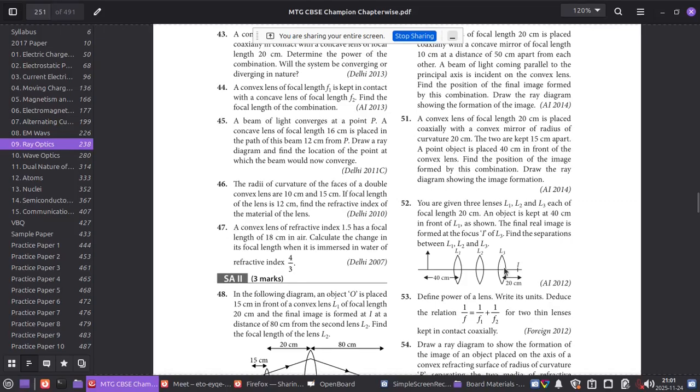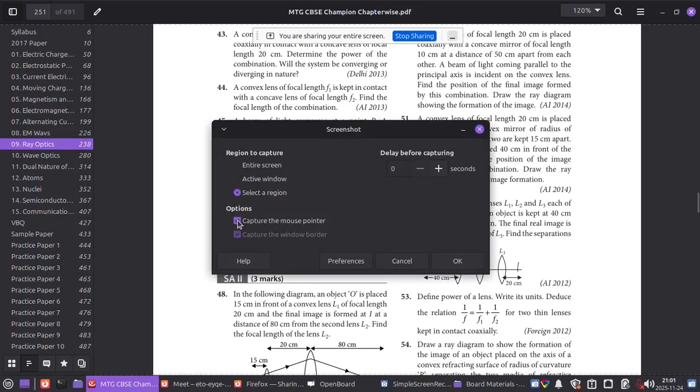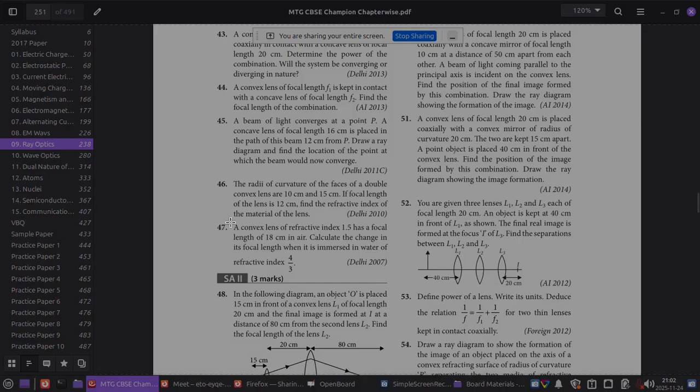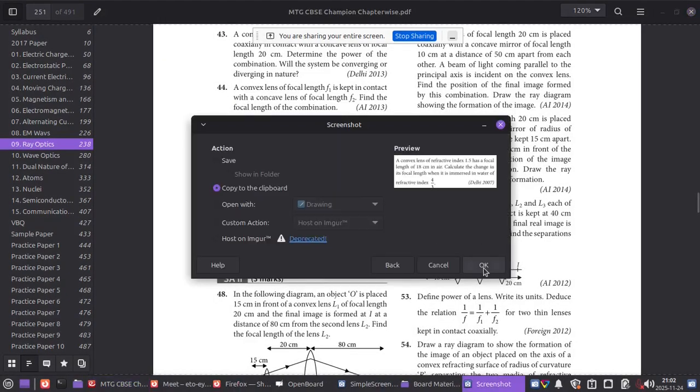Okay, first we will go for question number 47. It is based on the Lensmaker's formula. First we start from the Lensmaker's formula and then we'll go for the combination.